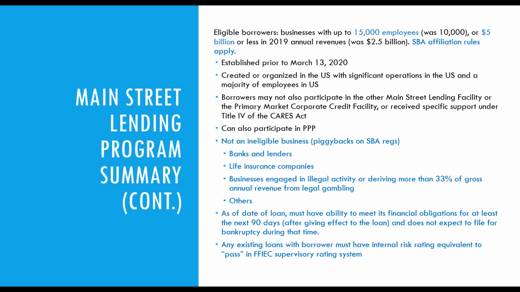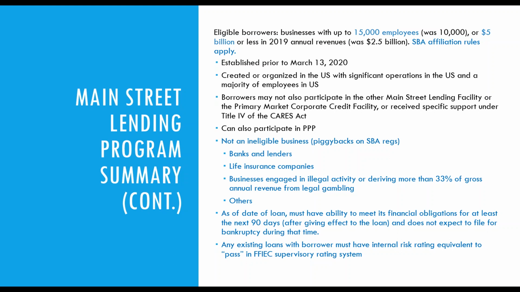So it is important to note that the SBA regs have come into play. In a couple instances, one of them is, it used to be, and we talked to some of our clients about it, that we thought that the Main Street lending program might be available to smaller bank holding companies to be borrowers themselves. But ineligible businesses from a borrowing perspective now are banks, life insurance companies, businesses engaged in illegal activities, as if that needed to be said. That would include, for instance, cannabis businesses cannot borrow under this. Gambling businesses cannot borrow under this.